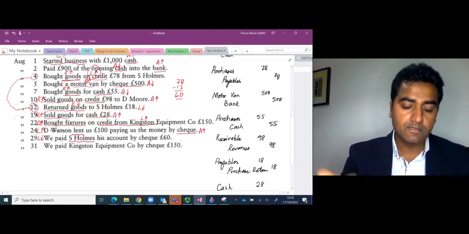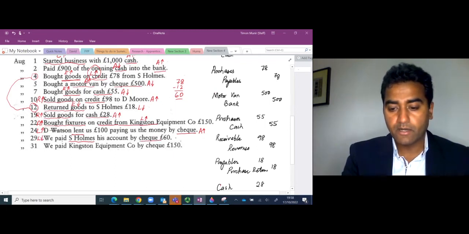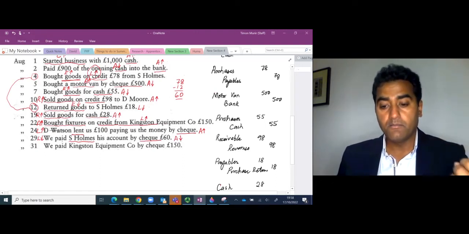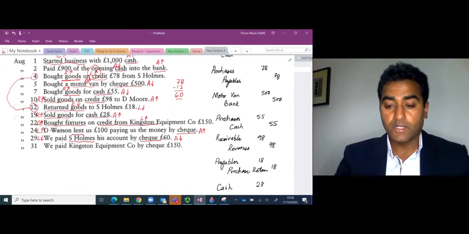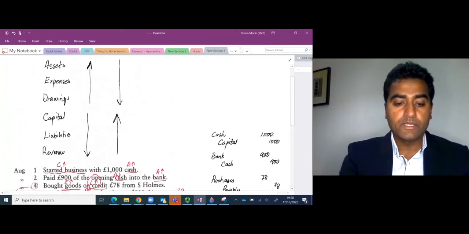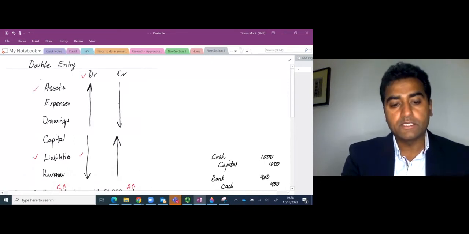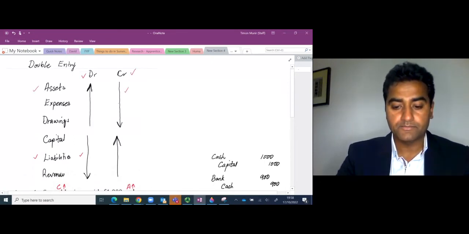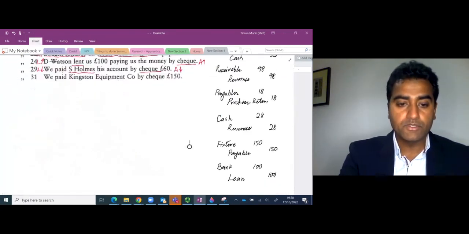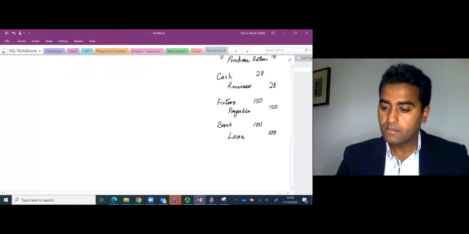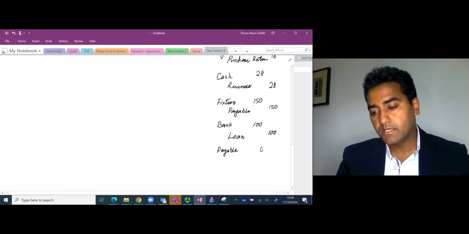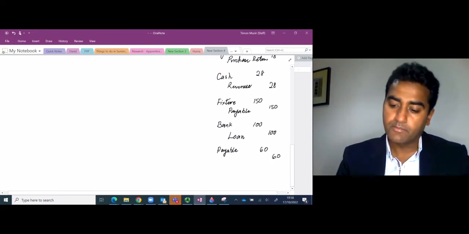Liability is decreasing, and the money out of my bank account is also decreasing, because the money is going out of my bank account. Now let's go back and look at the technique. When there is a decrease in liability, it is debit. Whenever there is a decrease in asset, it is credit. Therefore, my double entry will be payable debit by 60 and bank is credit by 60.